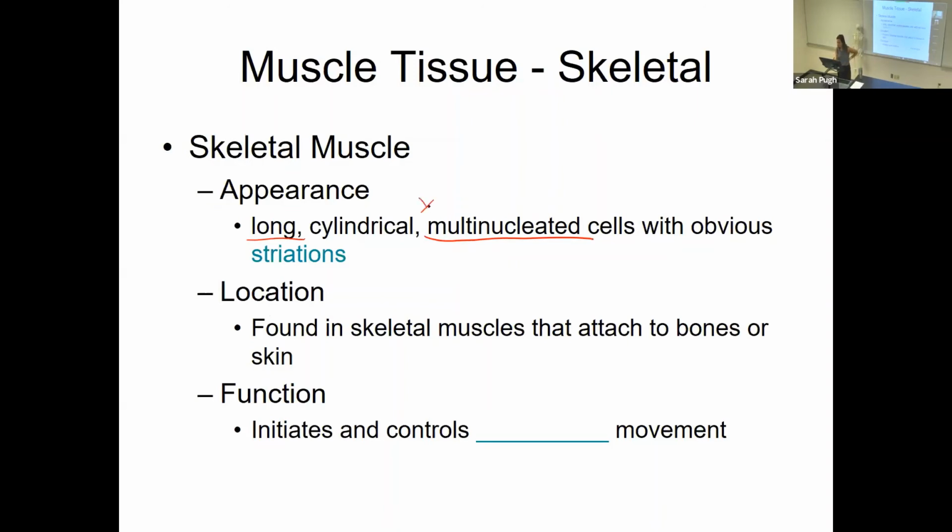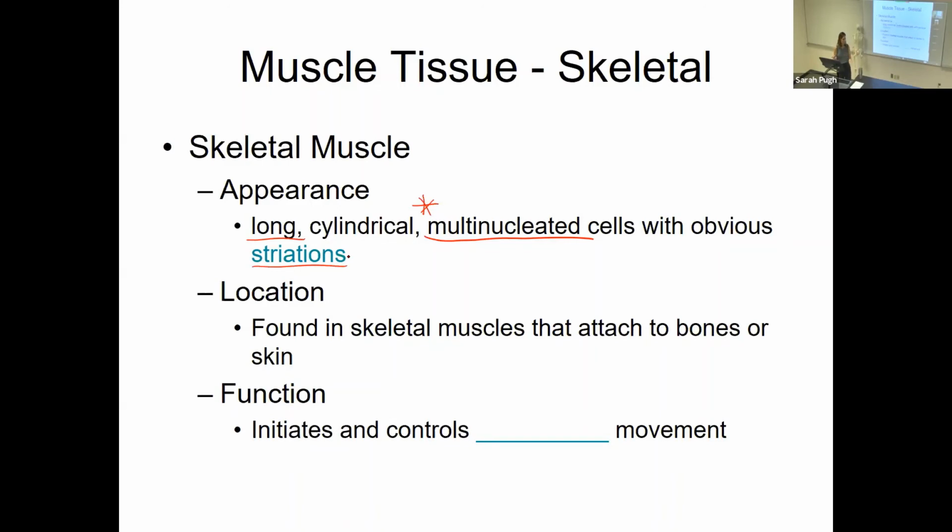I'm going to star that. You are going to see that on an exam. There will be a question about which type of muscle tissue is multinucleate. The only one is skeletal muscle. And the other thing is, when you look at skeletal muscle under a microscope, you see these little striations.